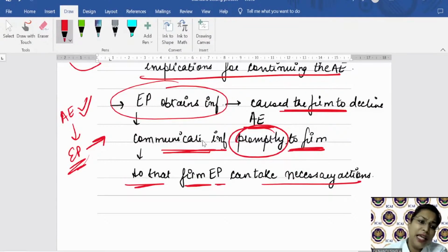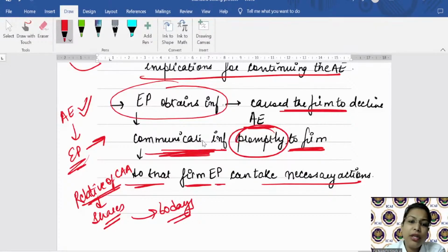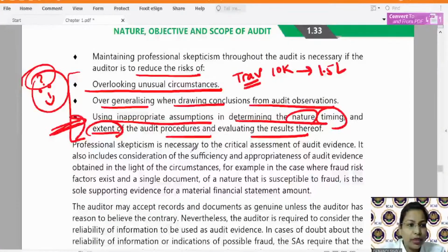Or let's say any relative of the partner CA is holding shares. So under the Companies Act, a period of 60 days is given, that you can sell off the shares within 60 days. तो promptly communicate कर दो ना, so that वो shares sell off करवा दें. Clear? और withdraw from the engagement. Clear? ठीक है. So let us have a look at this point from the module.